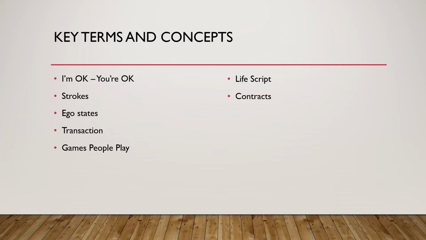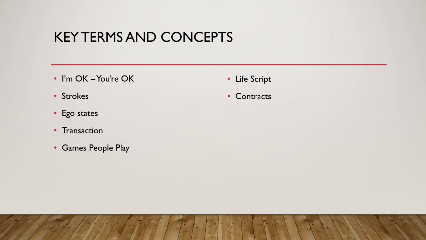Another important key concept is stroke. Strokes are the units of interpersonal recognition to survive and thrive. A stroke is a unit of attention which provides stimulation to an individual. A positive stroke could be something like, I love you, you are wonderful. A negative stroke would be, I hate you, you are an idiot. So strokes, in other words, are like affirmation from people, loved ones.